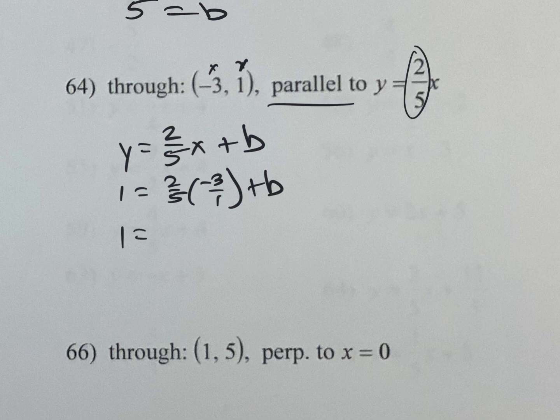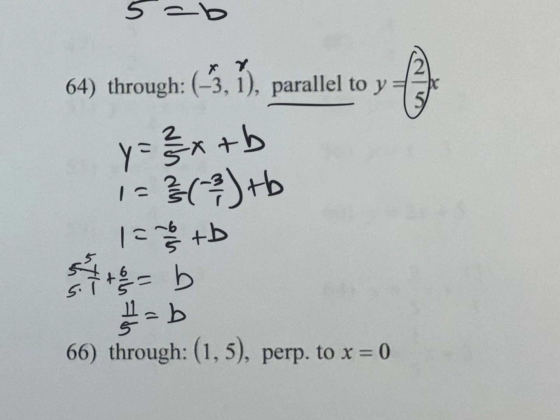So 1 equals negative 6/5 plus b. So add 6/5 to 1 on the left side of the equation, because it was negative on the right side. Common denominator is 5, so multiply top and bottom by 5. So 5 plus 6 is 11. Denominator is 5. Rewrite the equation. Y equals 2/5 x plus 11/5.